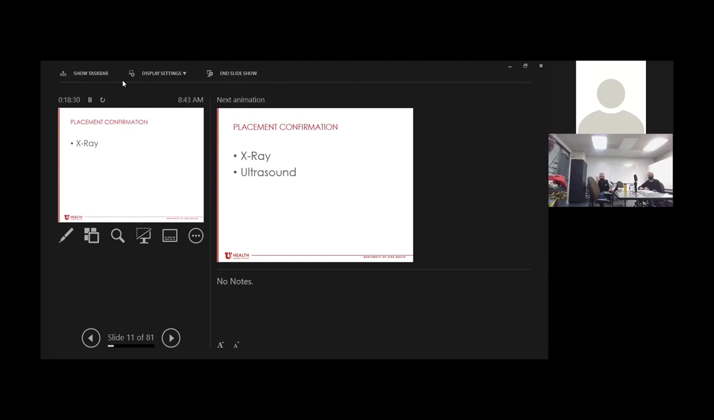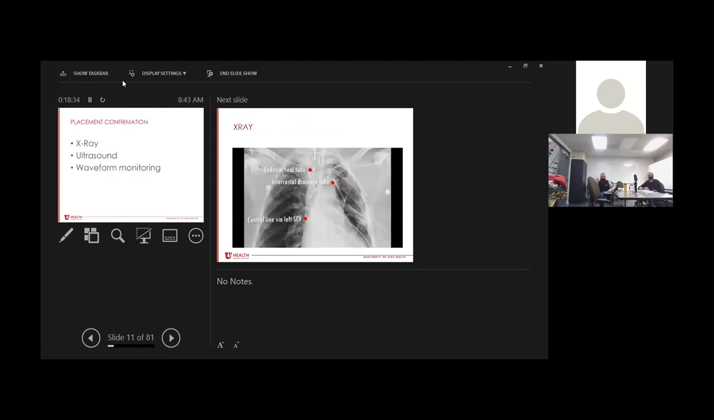So when we confirm placement, there's a couple ways to confirm placement. It's X-ray, ultrasound, and waveform monitoring. You guys are not going to be expected to read x-rays. A lot of people are really good at that. I happen to suck at reading x-rays despite having looked at them for a very long time. Nor are you expected to use the ultrasound to confirm. What you guys need to be able to do is have that see-the-forest-through-the-trees approach.